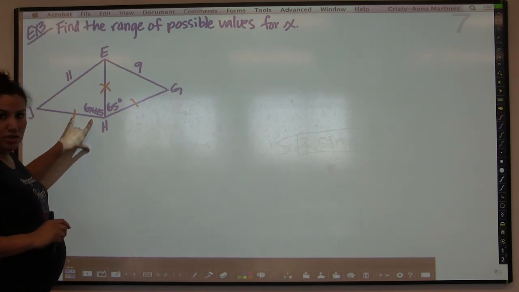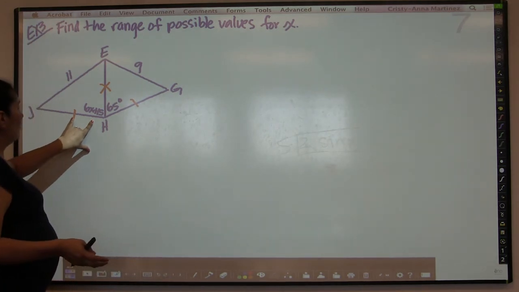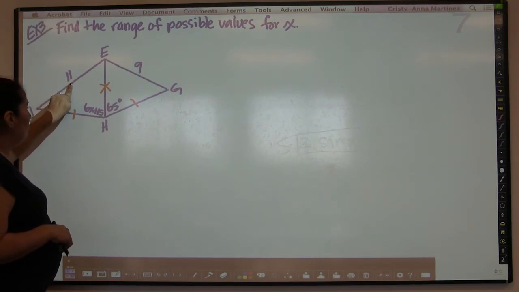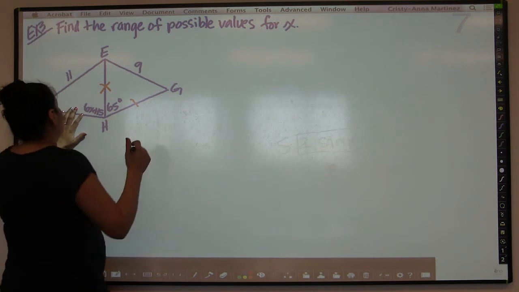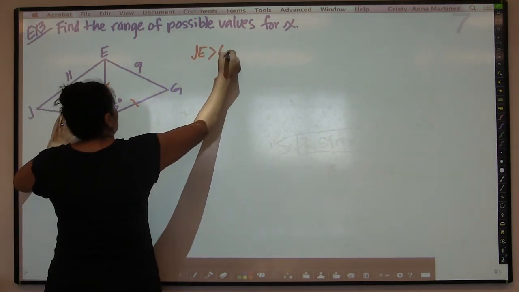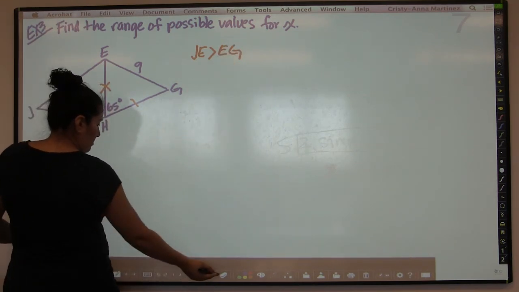But I think that in this case, we're going to want to apply the converse of the Hinge theorem. And the converse of the Hinge theorem says that we have to know the third side. So we know that the third side is over here 11, and the third side over here is 9. So 11 is larger than 9. So we know that JE is larger than EG, or GE, sorry, I should write that the other way.